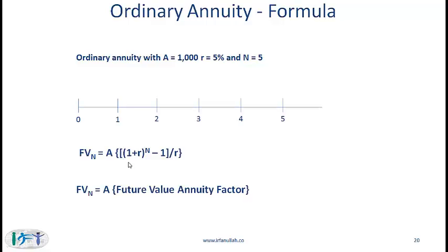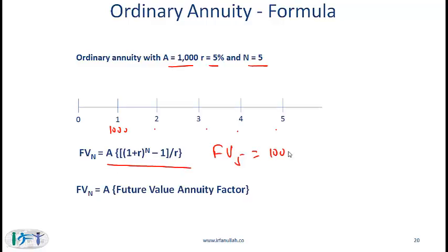But here I'm just introducing the fact that there is a formula, and at times you can get something called a future value annuity factor. So let's understand what this means. We have the same annuity. Each payment is 1000, interest rate is 5, n is number of periods is 5. So same scenario. The future value at the end of year 5 can be expressed using this formula.